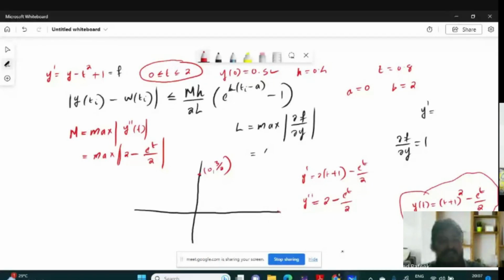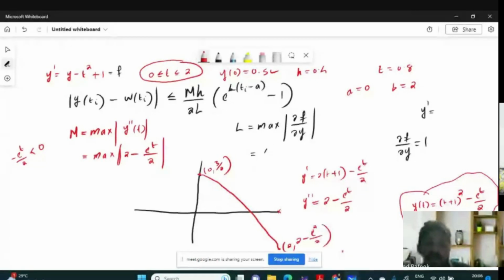This is a decreasing function. Differentiate it and see the differential of this: e raised to t by 2, with the minus sign, so always less than 0. It's a decreasing function. And you have to reach whenever t is 2, from 0 to 2. At 2, the point is 2 comma 2 minus e square by 2. See, you are finding the modulus of that.